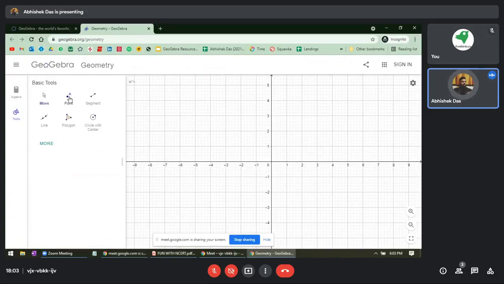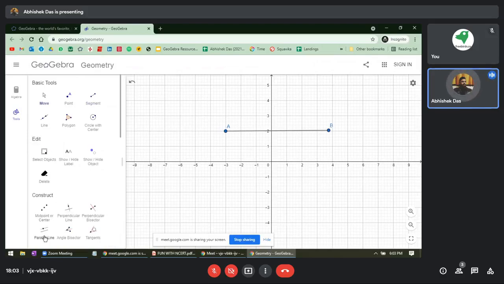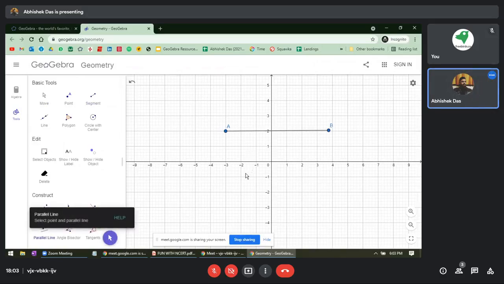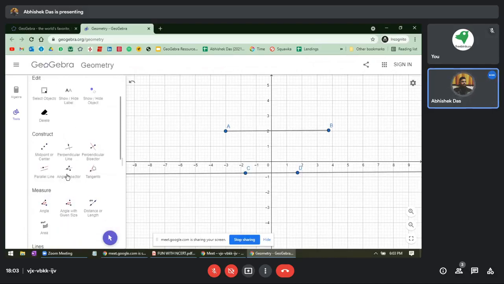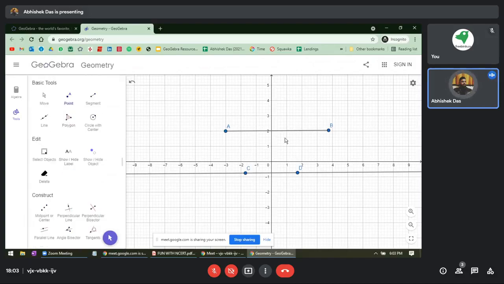Now, first, let's look at a segment. Let's draw a segment. Let's say AB. Now, I want a line which is parallel to this. Okay, so this is a line which is parallel to AB. Let me take a point on this. All right, and let me also draw a line passing through this. Let me take 2 points over here, E and F, and let's take a line which passes through E and F.